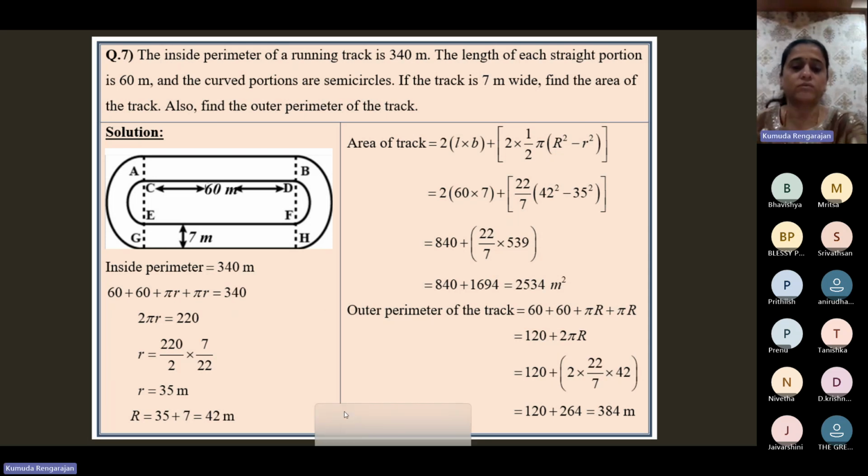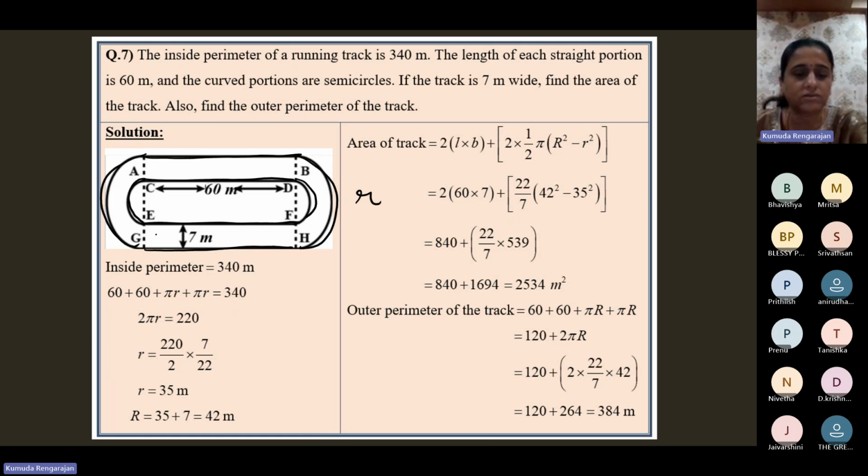All right. I hope all of you have completed. I hope the running track details are clear: 4 straight portions, 60 meters each, and 4 semicircles, two semicircles with radius small r, and 2 semicircles with radius capital R.